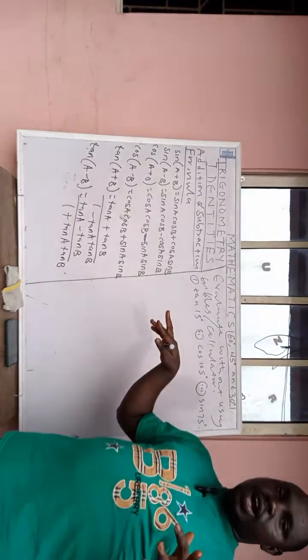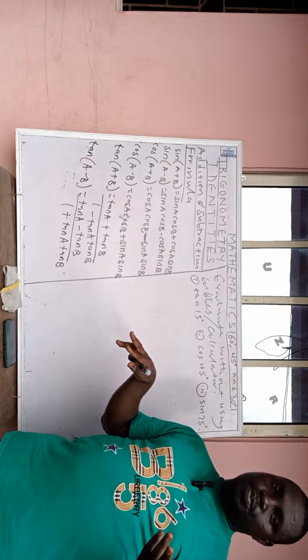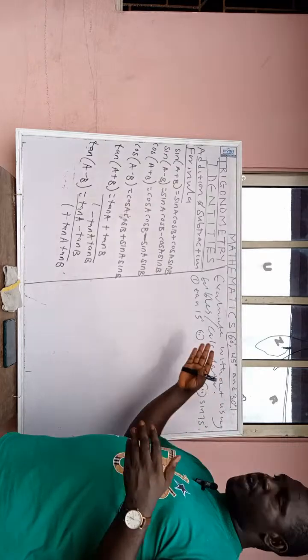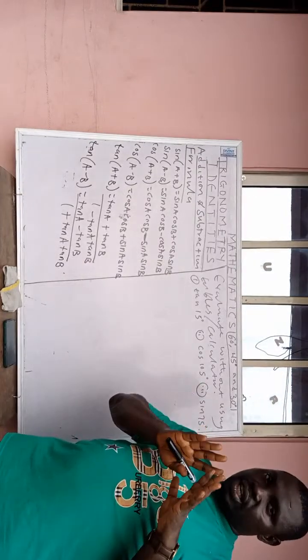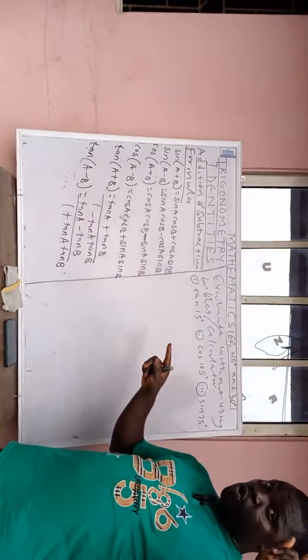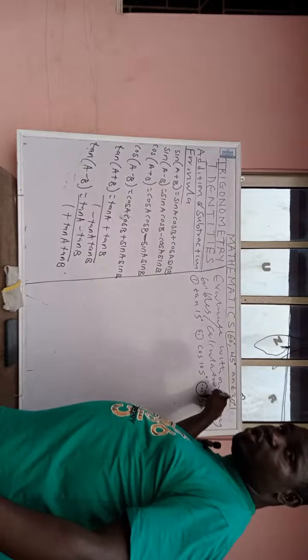Sin 45 is 1/2, which is 0.7071, or what you call root 2/2. And cos 45 is the same as sin 45. They give you exactly the same thing. And then tan 45 is 1. So let's look at it now. This is what we are using: the ratio of special angles.